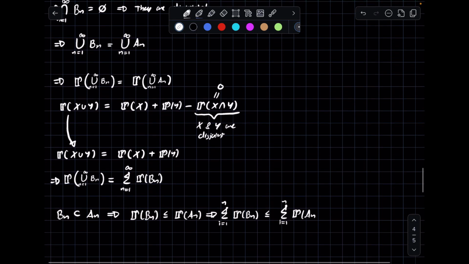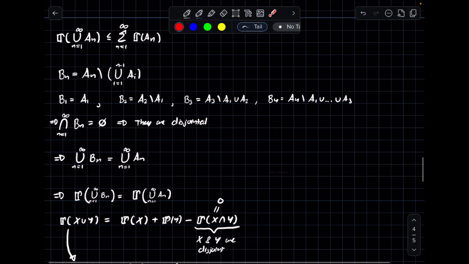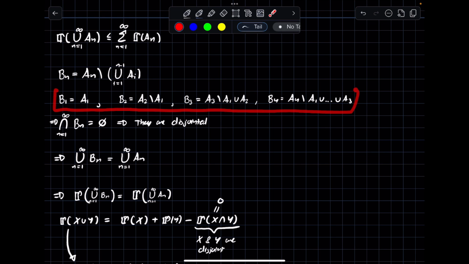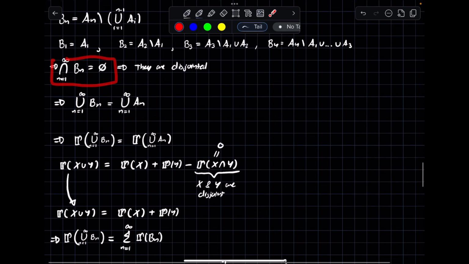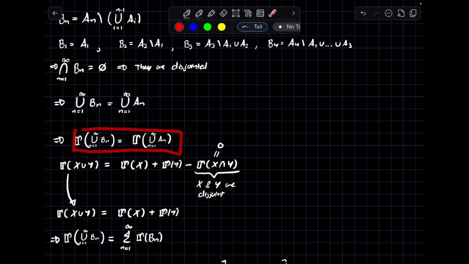Now, so what did we do here? First of all, we created some sets that were disjointed. So meaning these are disjointed from each other, meaning the intersection does not exist, right? Now we know that the union of all of the Bn's is going to be the same as the union of the An's. So we can declare that the probabilities are going to be the same.